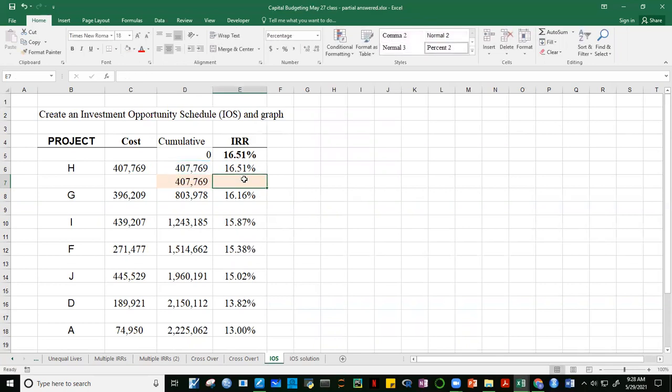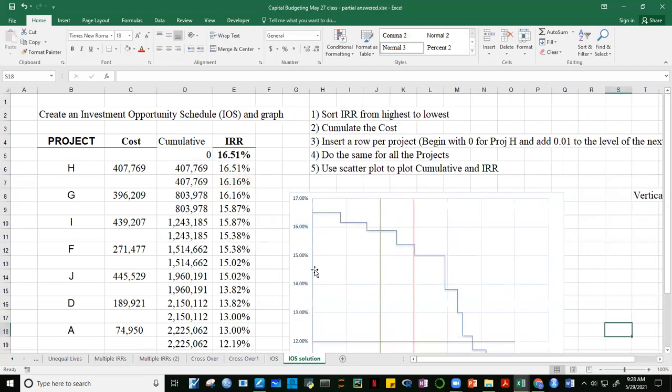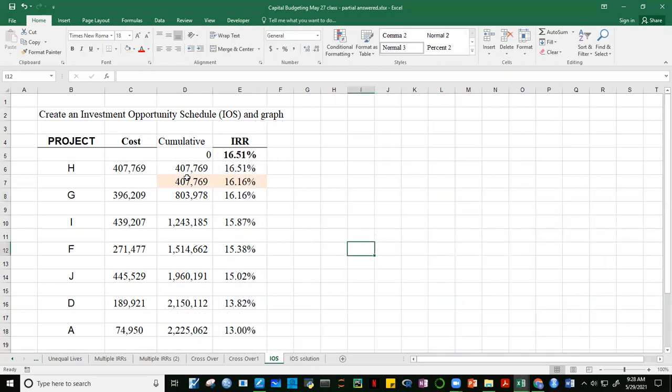And then the IRR will now be equal to 16.61. So what happened is that from 407,769.01 up to 803,978, the IRR is 16.16. And that accounts for this line. All right, so now for the next one, it's the same. We add 0.01 here, and then we copy this IRR.